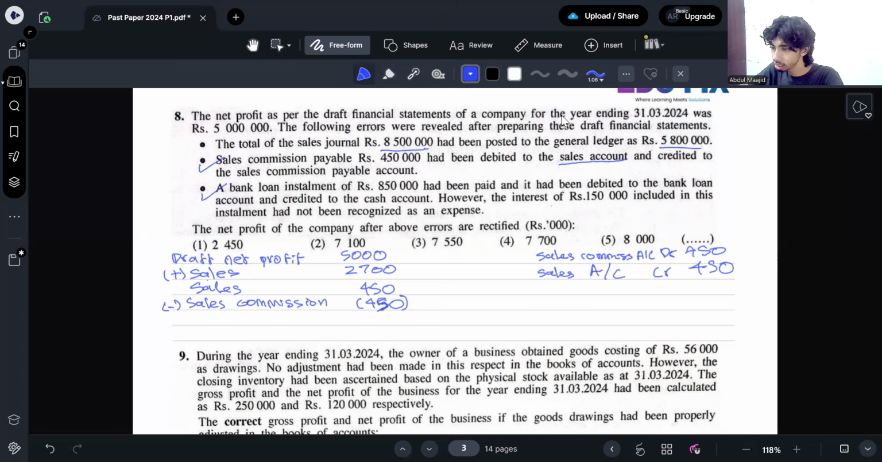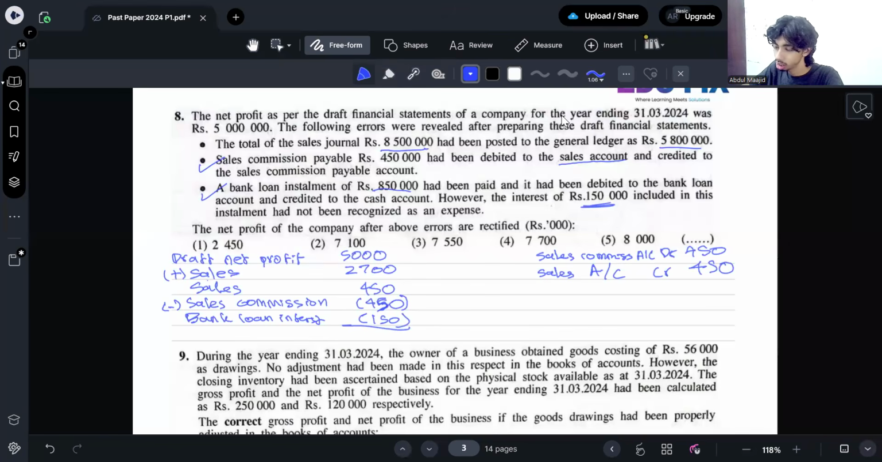A bank loan installment of 850,000 has been paid and it has been debited to the bank loan account and credited to the cash account. However, the interest of 150,000 included in this installment had not been recognized as an expense. Okay, so you have to record that bank loan interest 150, 150. Okay.